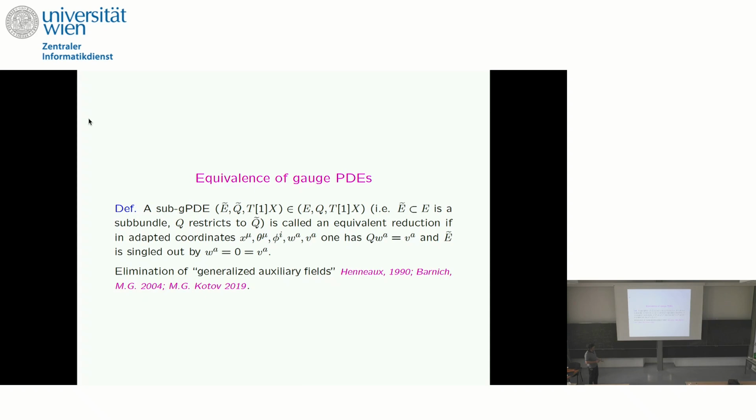Now, because we are talking about gauge field theory, it is indeed closely related to the notion of generalized auxiliary fields. Okay, so let's get to some examples of this object.